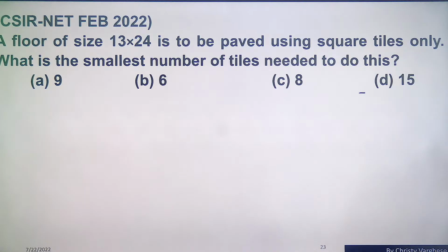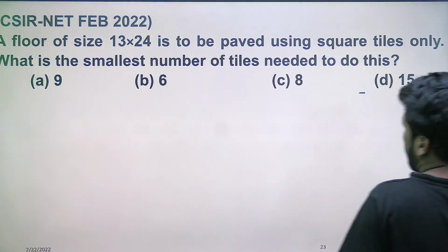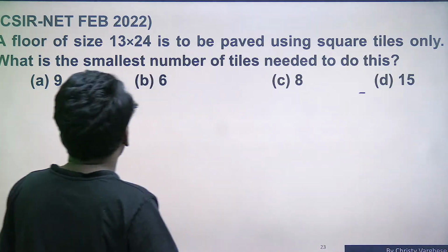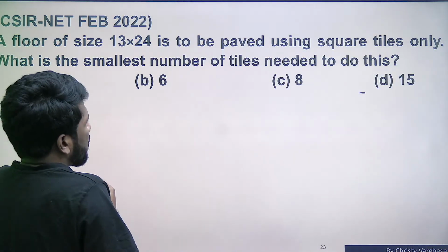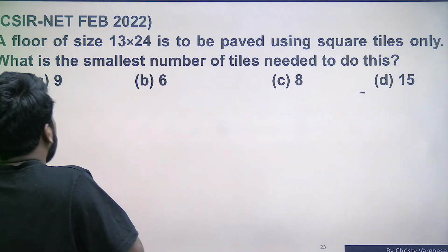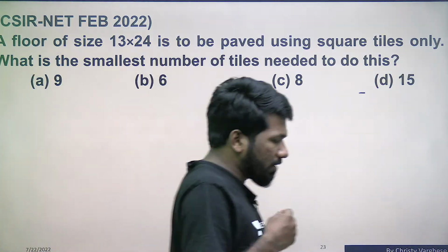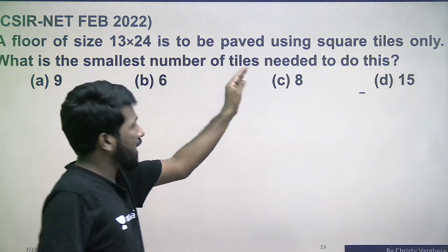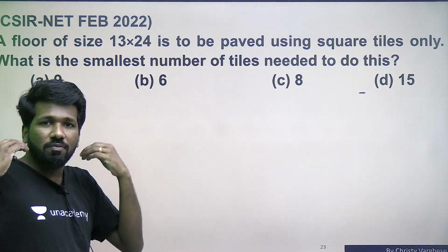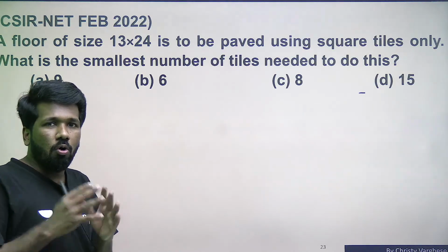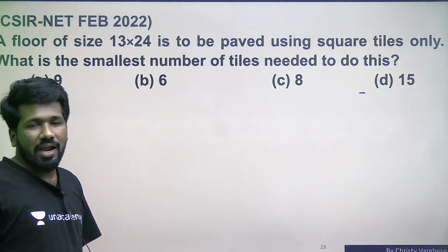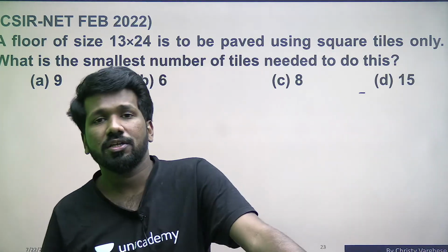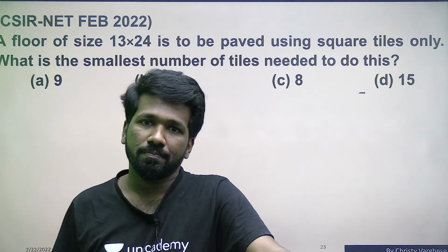Okay, so I'll start explaining. A floor of size 13 by 24 is to be paved using square tiles only. What is the smallest number of tiles needed to do this? These kinds of questions you should be very careful what the question is asking. Is it smallest number of tiles? Is it smallest number of identical tiles? Identical tiles means equal size, the dimension of the tiles should be same.